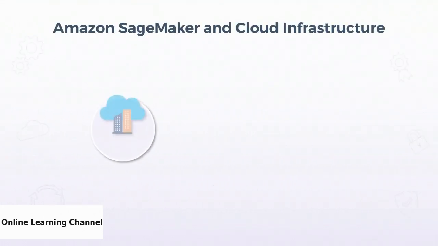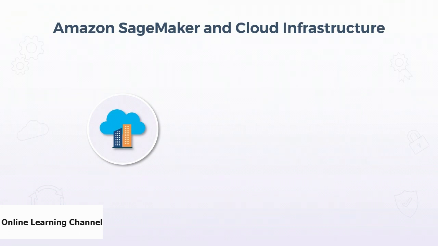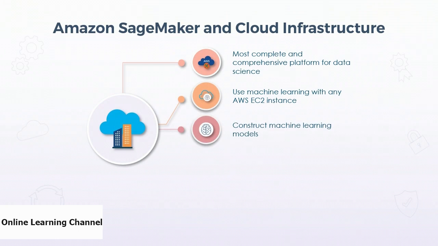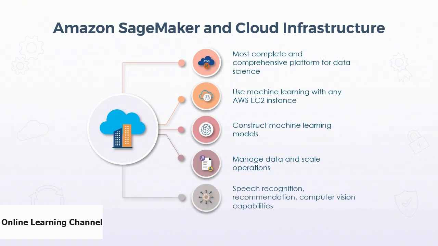Now let's discuss one of the most widely used cloud platforms for machine learning, which is Amazon Web Services SageMaker. Let's see some of the important features. It has the most complete and comprehensive platform for handling data science projects. AWS has many different configurations of machines available called EC2 or Elastic Compute instances, which can be used for any machine learning load. You can very easily build, train and deploy models using SageMaker. It also helps you in managing different scales of data and their operations. And lastly, they have production-ready, already trained models for various problems like speech recognition, recommendation, computer vision, and much more.